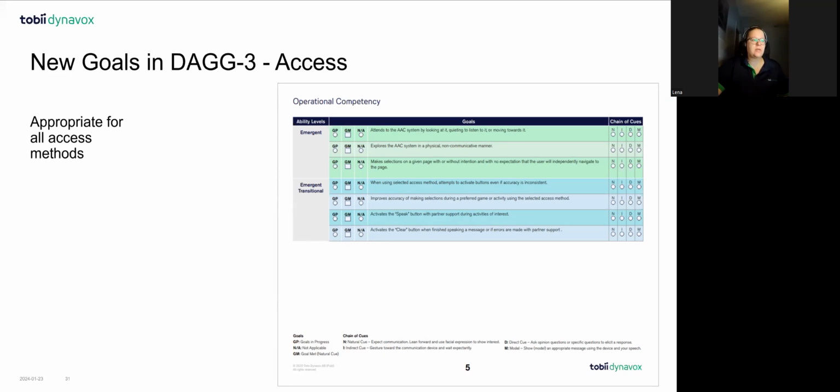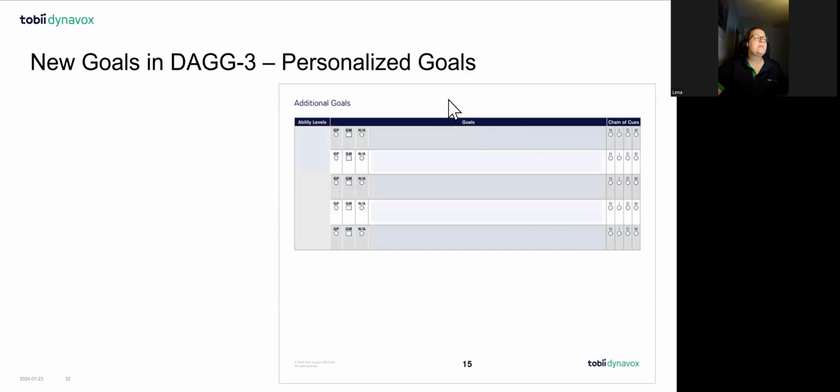The important things we can include. And as said before, we have new goals in DAGG-3 that are personalized. We cannot possibly address all of the goals for all of the people. And we provide the space in the tool for you to do so.